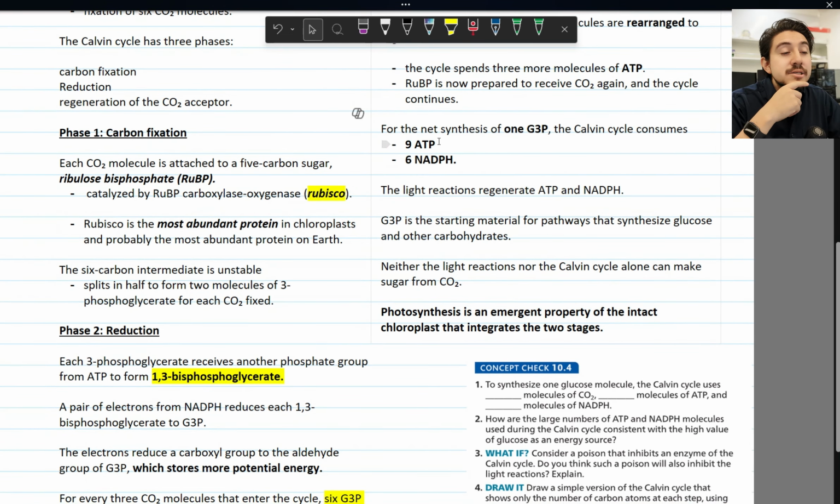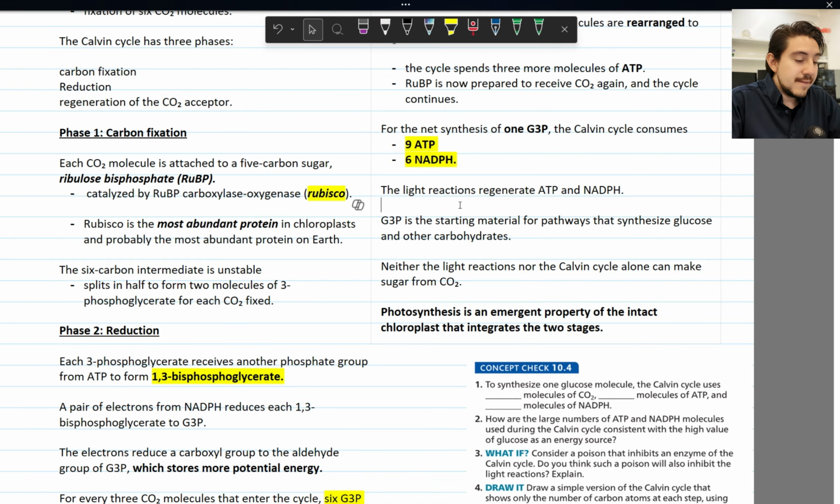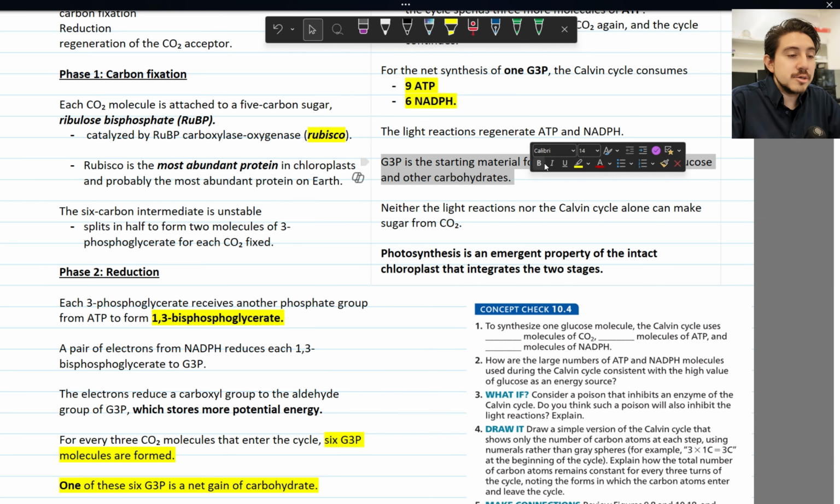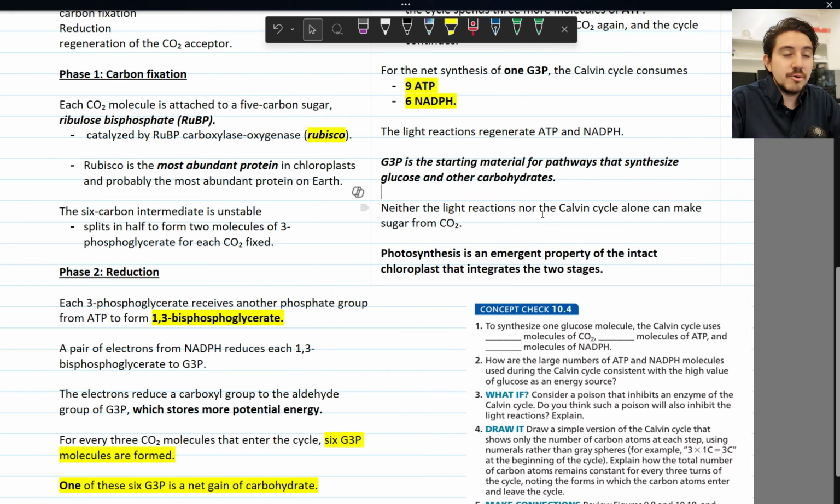Ultimately, for the net synthesis of 1 G3P, and this is important to note, you consume 9 ATPs and 6 NADPHs. Which, of course, are regenerated, restored in the light reactions. Now that you have G3P, it is such a good molecule to undergo different pathways. You can use it as a building block for different pathways, but it mainly helps glucose synthesis and other carbohydrate synthesis.